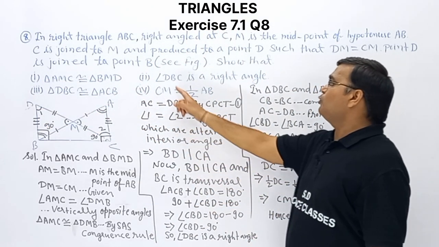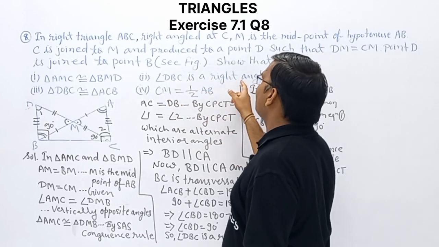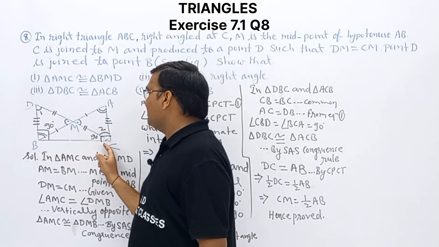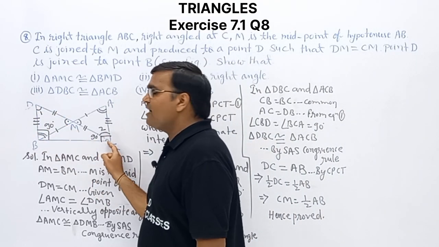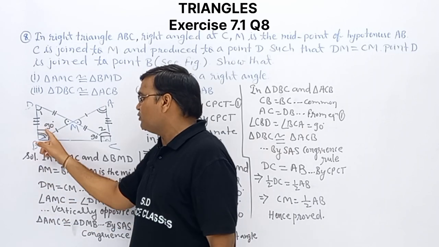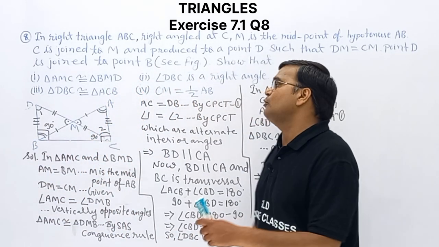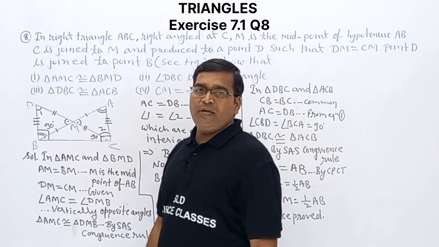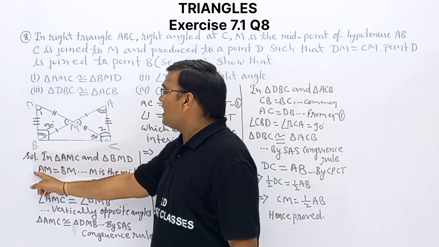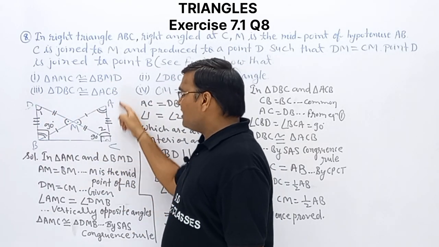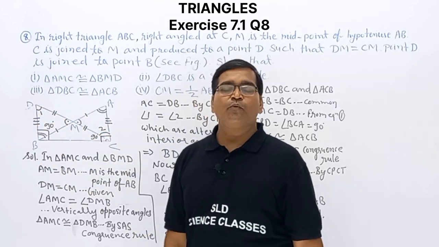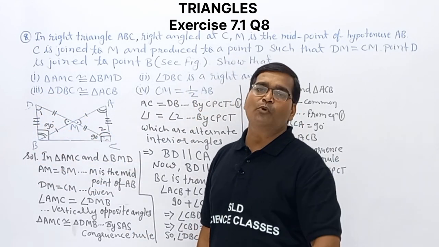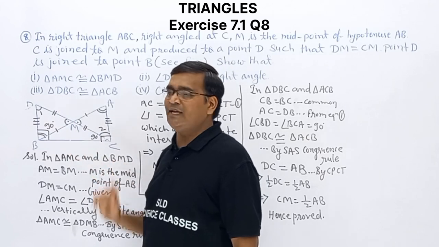Clear? Now we want to prove whether angle DBC is a right angle or not. Angle ACB is the right angle given in the question. We want to prove this is a right angle. How will we prove it? Observe. Once we observe these two are congruent, it means this side and this side, AC and DB, will both be equal. Why? Corresponding parts of congruent triangles. This one is equal to this one.